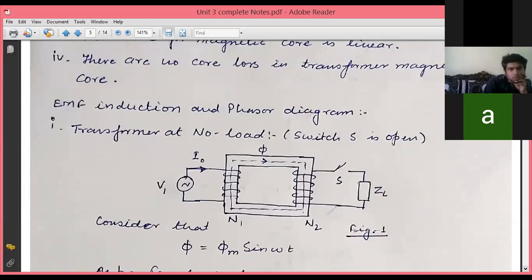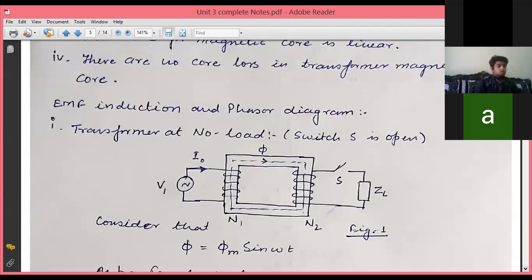Transformer at no load means we are not connecting any load to the secondary winding while we are exciting the transformer. It means we are giving input to the primary winding, but we are not connecting any load on the secondary winding. To show this, we are showing one switch S over here. In the diagram, you can see on the screen, switch S is open. Open means this load ZL is not connected with the secondary winding.